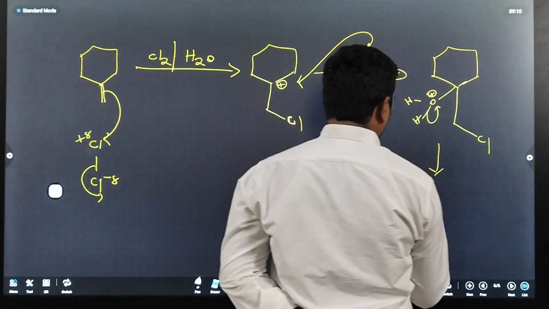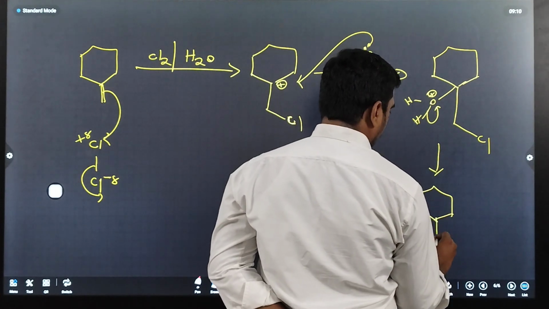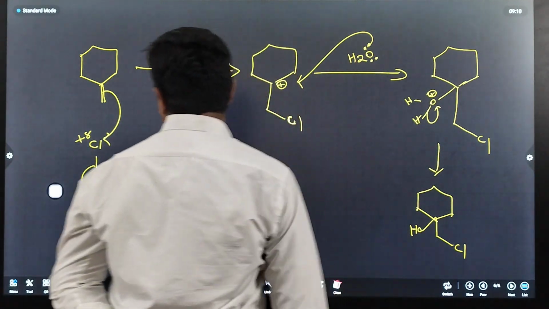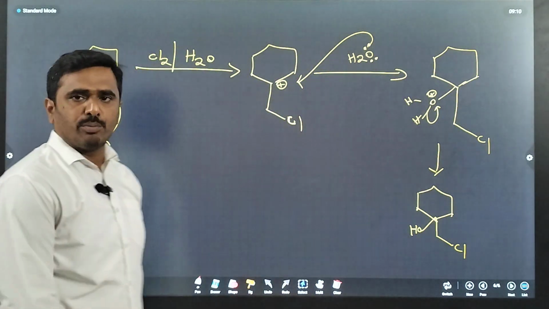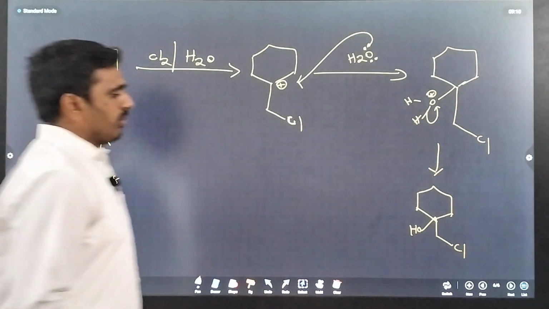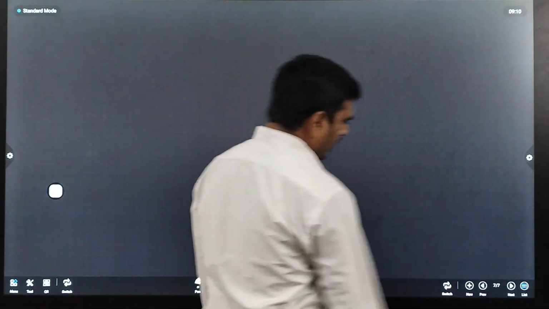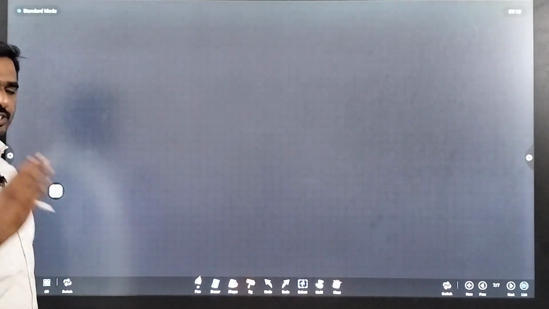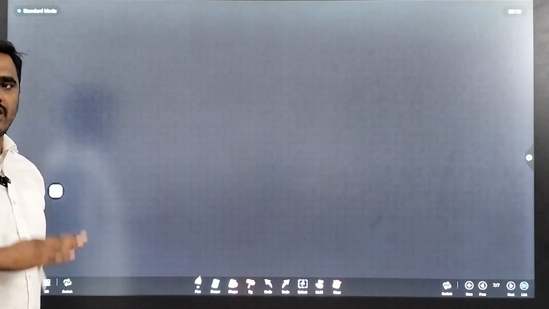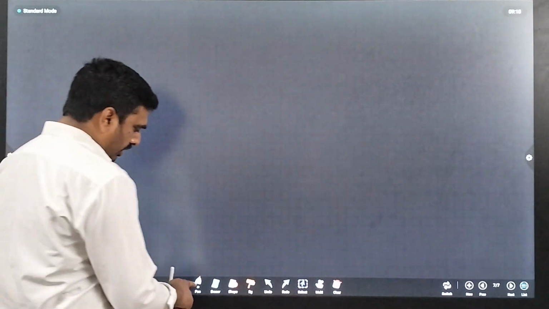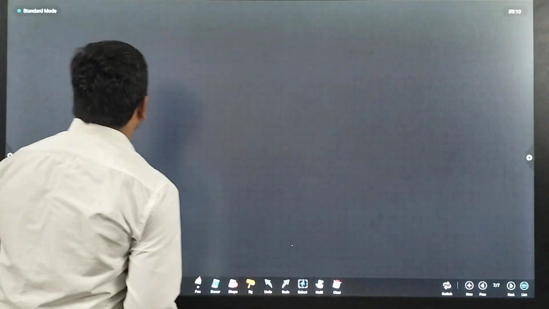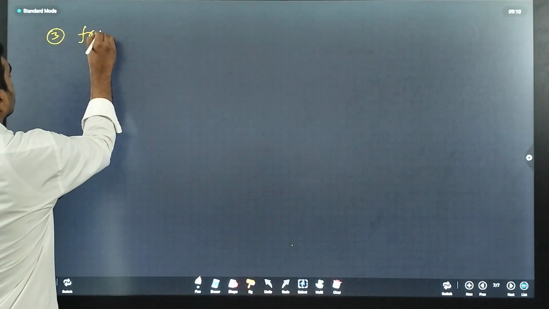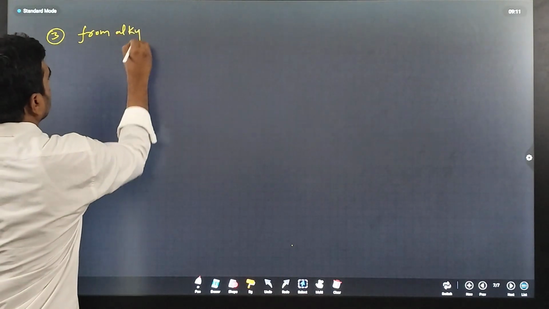So we get the chlorohydroxy product. Here the H plus ion combines with Cl minus and is eliminated as HCl as a byproduct. So this is the preparation of alkyl halides from alkenes. The first method is addition of HX, the second is addition of halogens. Next, the third preparation method is from alkynes.